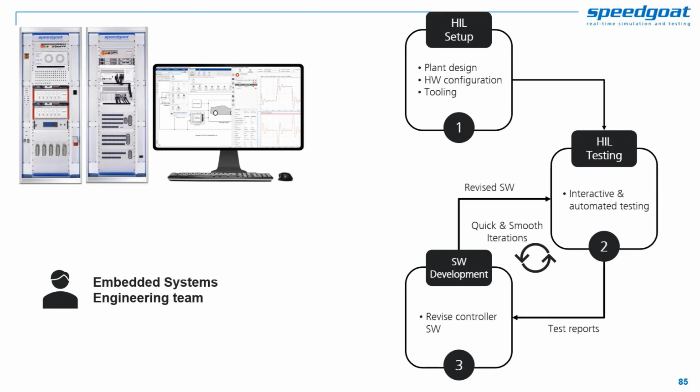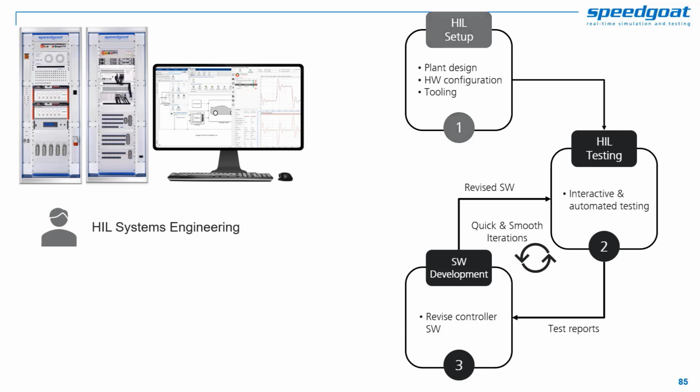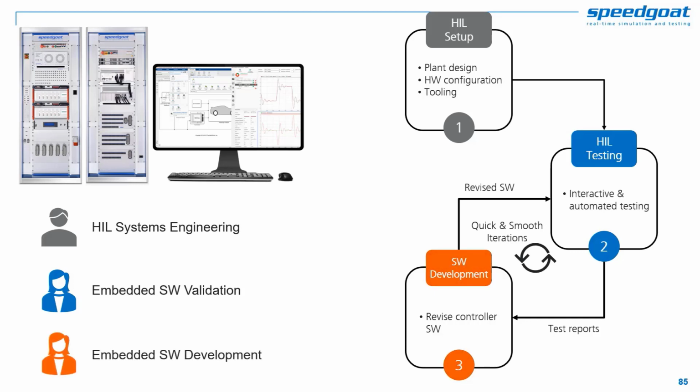Depending on the size of your group and how you organize development of embedded software, the HIL system setup and controller HIL testing can be done by the same or different teams. Let's assume your embedded system group is segmented into 3. The HIL systems engineers focus on assembling and setting up the new HIL test system, the embedded software validation team is in charge of running embedded software test campaigns, and the embedded software development team is tasked to develop and revise the embedded software. So the question is, how are we enabling these teams to succeed in their specific tasks?